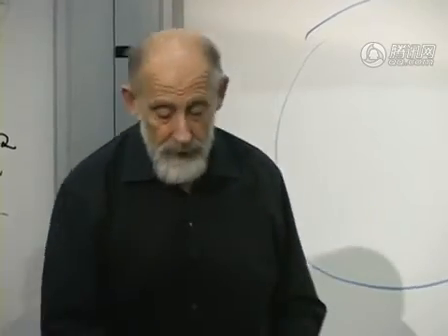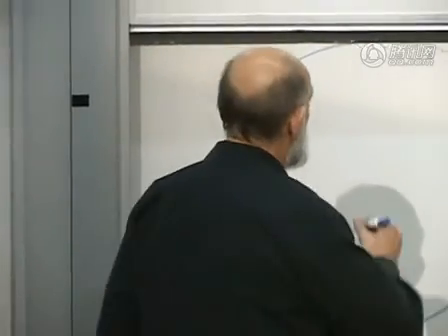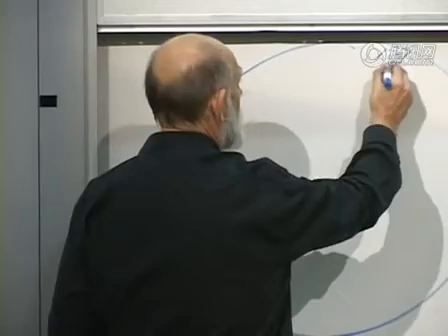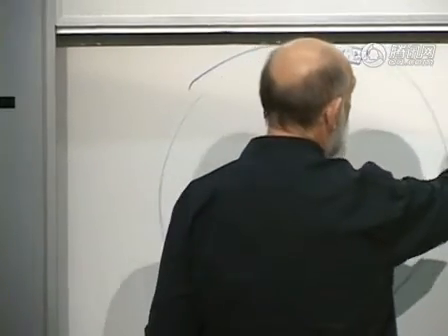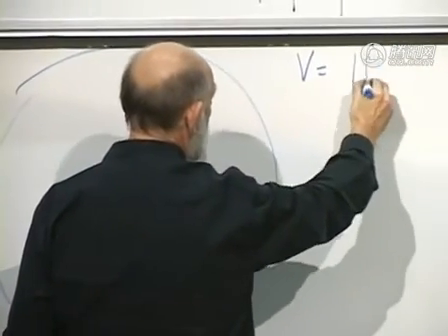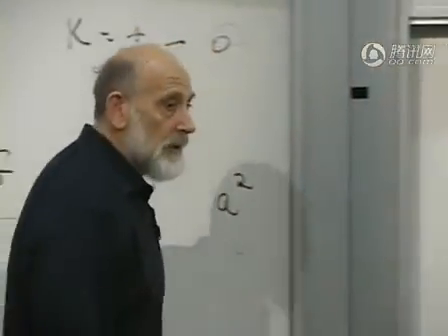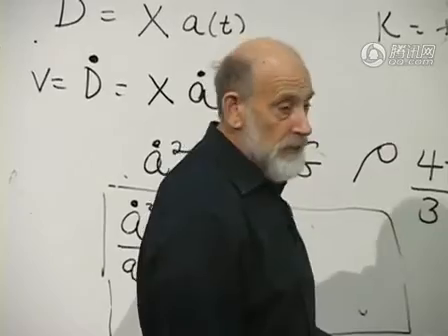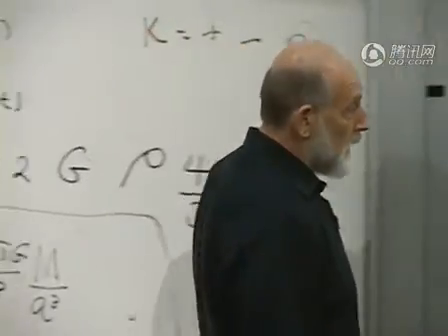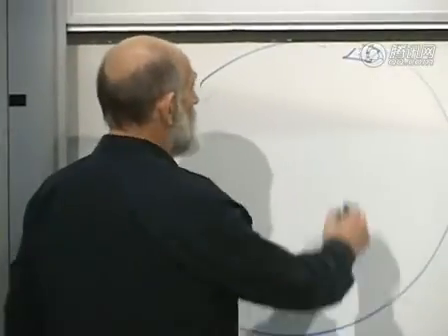Now, as long as I study a small enough region and use the Hubble law, that velocity is Hubble times distance, as long as the distance is not so large that the velocity gets up near the speed of light, then the equations that we've written down are correct.